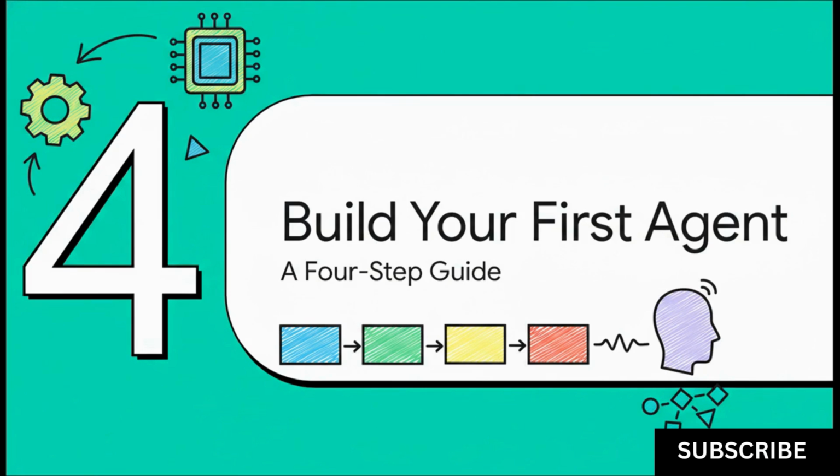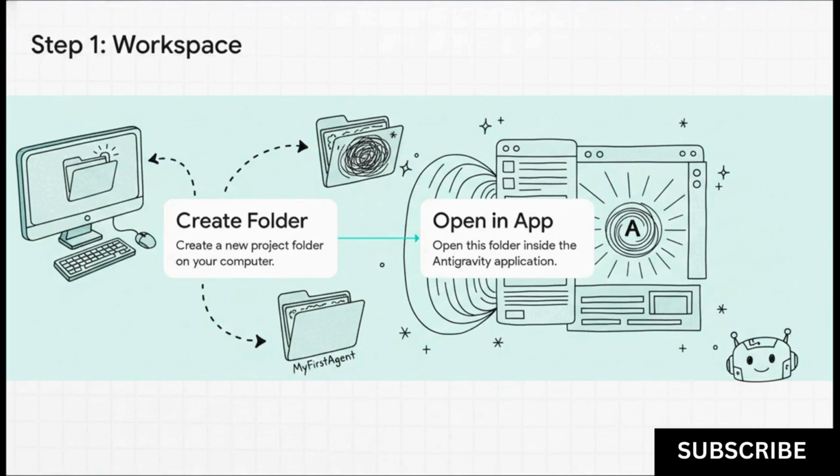I'm going to walk you through it in 4 super simple steps. Let's do this. Step 1, set up the workspace. Super easy. Just go to your computer and create a brand new empty folder. Call it My First Agent or whatever you want. Then just open that folder from inside the Antigravity app. Boom, done. Your digital office is now open for business.